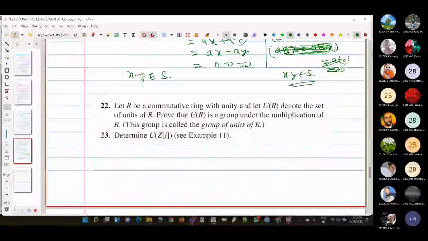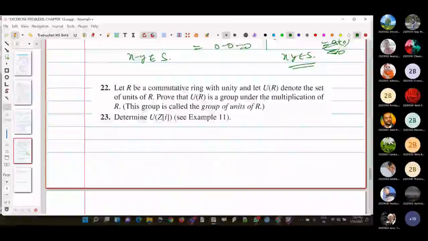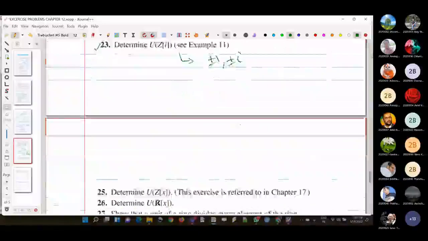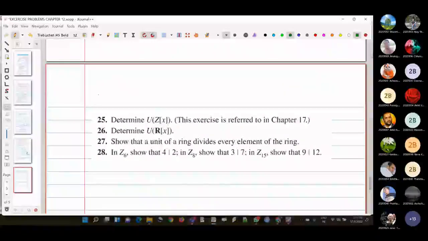Question number 22. They wanted to find the units, so you can do it yourself. I think we have talked a lot about units. In this case, plus minus 1 and plus minus iota are going to be the units. Here also you have to find the units. This is the ring of polynomials with integer coefficients.